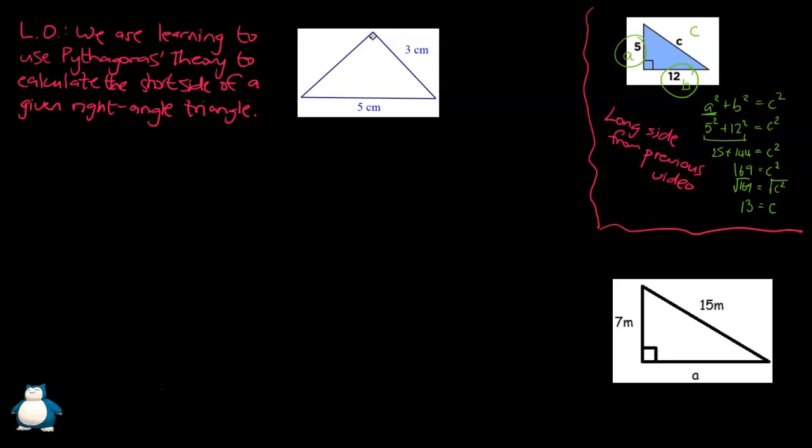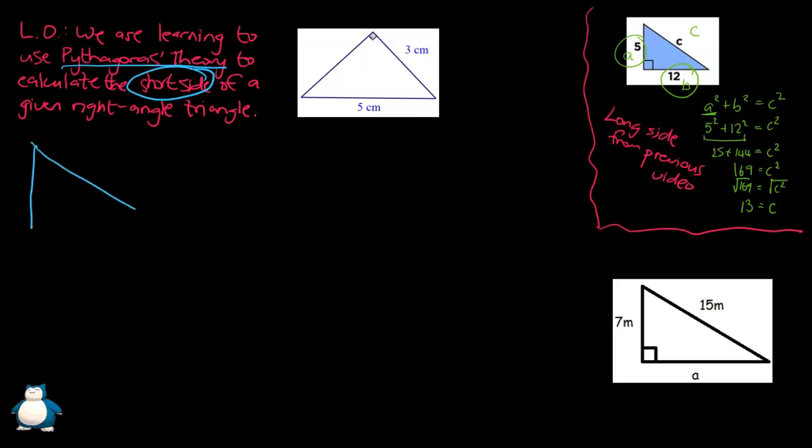Today's learning objective is in pink. We are learning to use Pythagoras' theorem, which we learned about in the last video, to calculate the short side of a given right angle triangle. So the new thing in this video is the idea of calculating the short side.